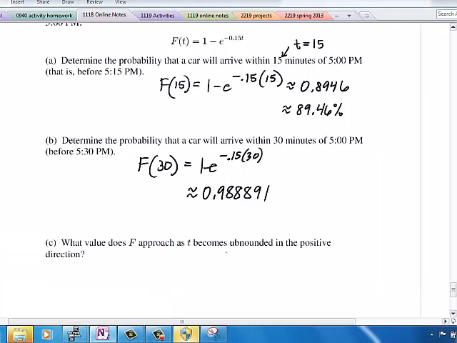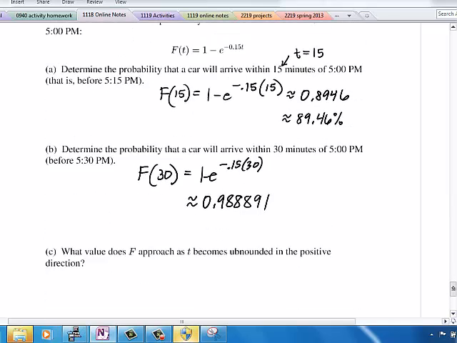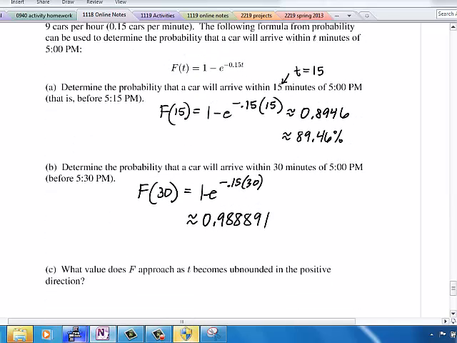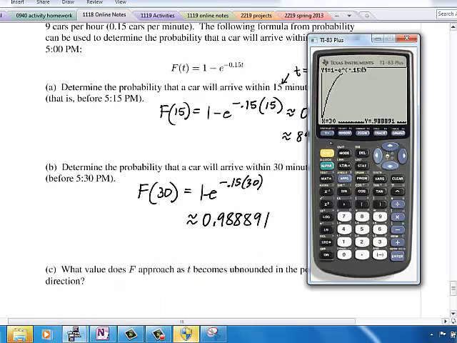All right. And then what? I just want to make sure I entered that correctly. That seems like a large probability. 1 minus e to the negative 0.15 times x. Yep, I did.